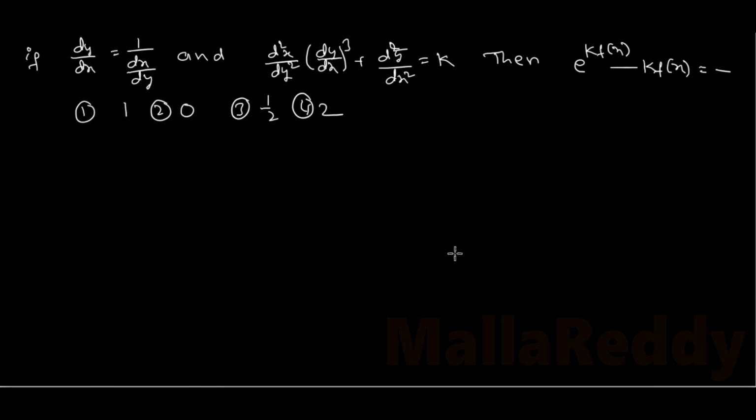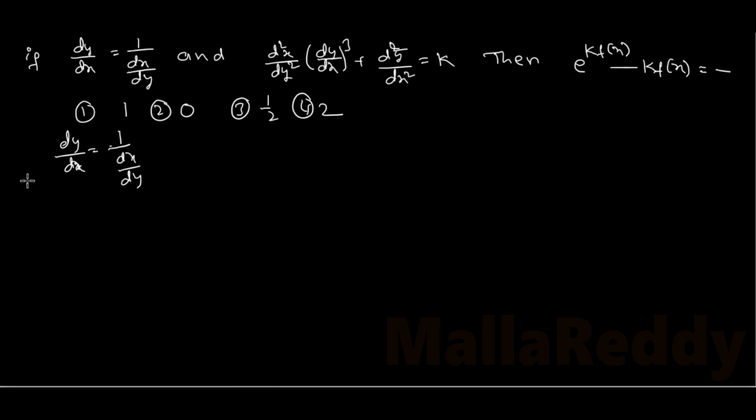If dy by dx is equal to 1 by (dx by dy), and (d square x by dy square) into (dy by dx) whole cube plus d square y by dx square is equal to k, then the value of e power k into f of x minus k into f of x is equal to what? Here dy by dx is given, that is dy by dx is equal to 1 by (dx by dy).